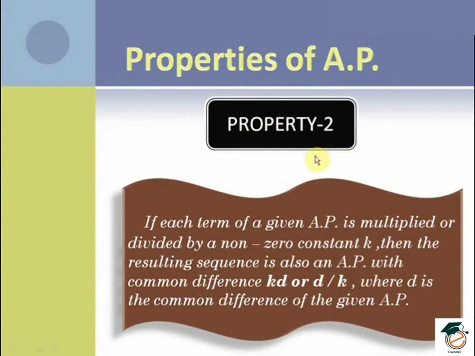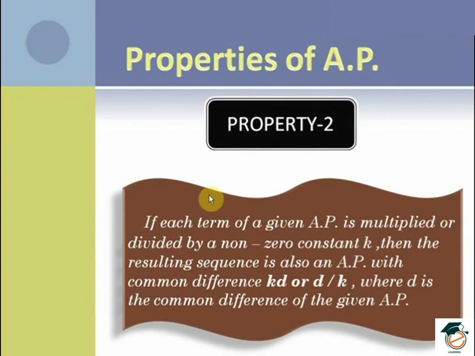Let's look at property number 2. And what does it say? It says that if each term of a given AP is multiplied or divided by a non-zero constant k, then the resulting sequence is also an AP with the common difference k into d or d by k, where d is the common difference of the given original AP.